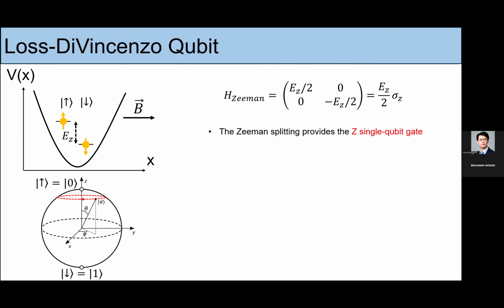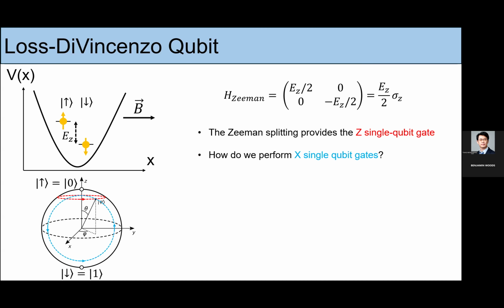Okay, so then you can ask, well, great, I can rotate my qubit around the z-axis, but now how do we perform a rotation about the x-axis? How do we do an x single qubit gate, right? So in principle, what you could do is you could take this magnetic field that you've applied and you could rotate it, right? And that would change the quantization axis from being along z to being along some different axis.